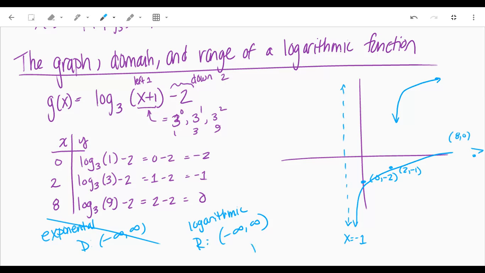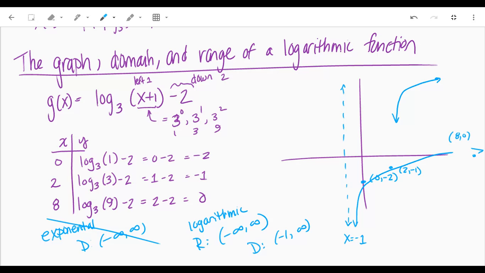Your domain, you got to take a look at your asymptote, just like we did with exponential, but the asymptote was horizontal. Now your asymptote is vertical, okay? So -1, and we're going to positive values, so -1 to infinity, okay? If we were on the other side, we'd be negative infinity to -1. All right? Okay.